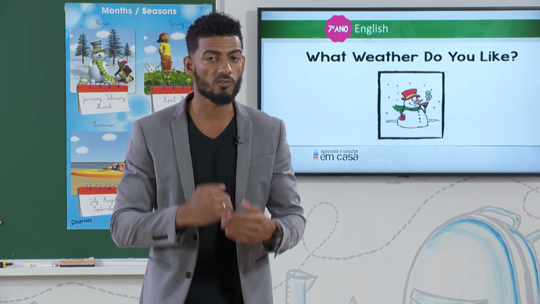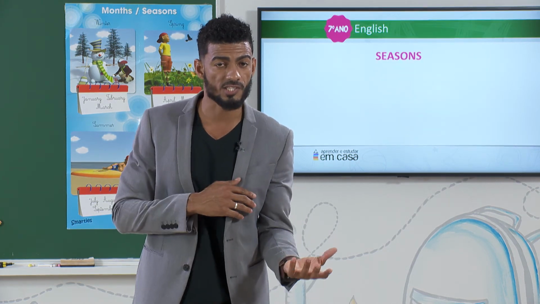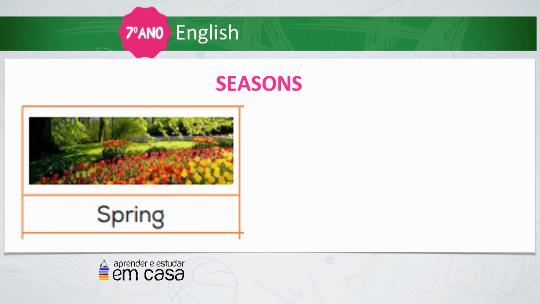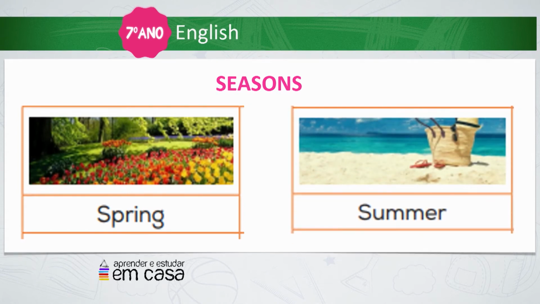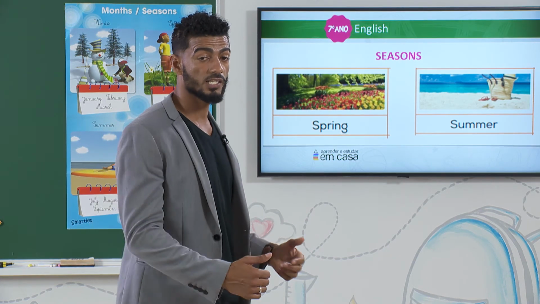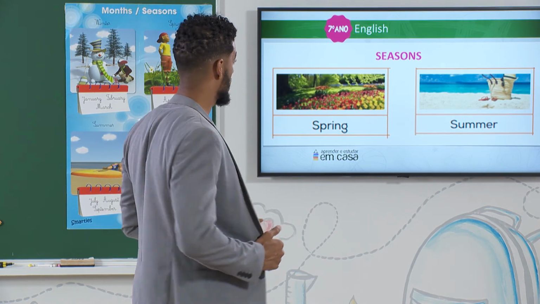Great. So now let's see some seasons that we have in English. The first one we have spring. When is spring? When you take the animals to the farm, we have spring, and the plants are growing. Also we have summer. Summer, as you can see, as you say, in the summer you can go to the beach because the temperature is so hot.